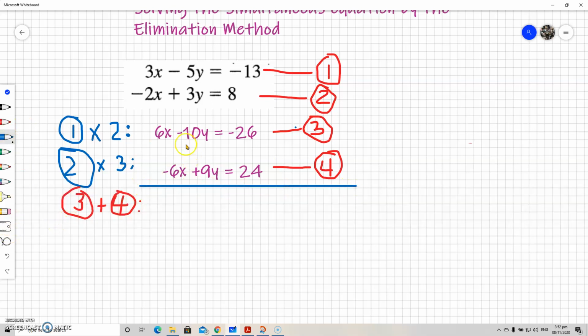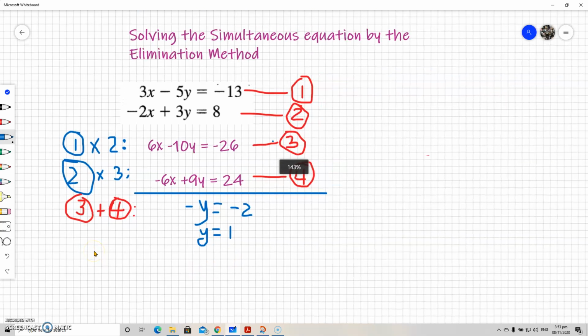Let's see what happens. So I have 0x, and minus 10y add 9y gives me minus y. Minus 26 add 24 gives me how much? What is minus 26 add 24? This will give me minus 2. Divide by minus 1 on both sides, and we get that y is equal to 1.